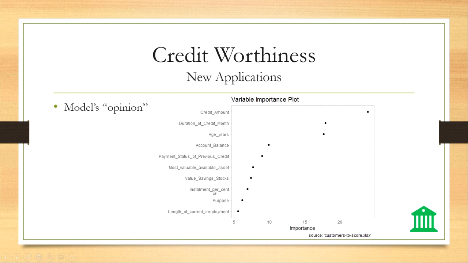And lastly, we have our variable importance plot. We took the top 10, and just looking at the top 5 of that, it is credit amount, duration of credit in months, age in years, account balance, and payment status of previous credit. This is what the model's opinion, quote unquote, is.